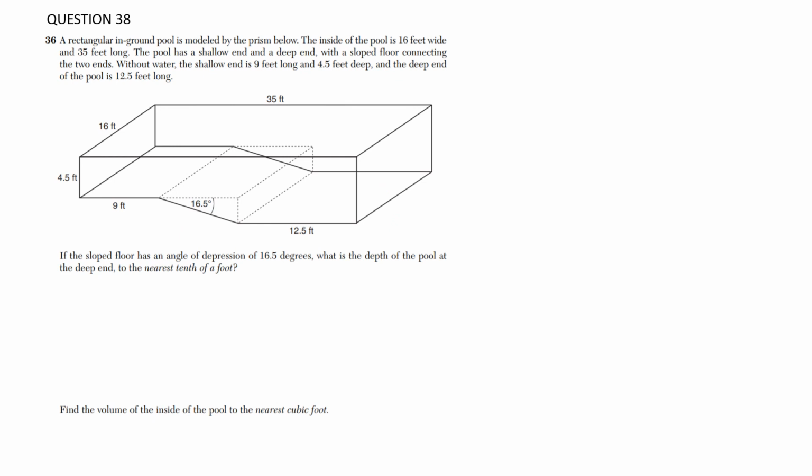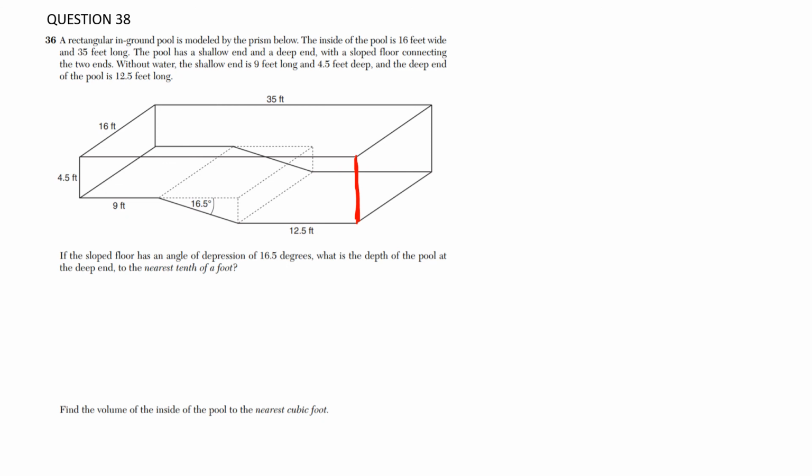A rectangular in-ground pool is modeled by the prism below. The inside of the pool is 16 feet wide and 35 feet long. The pool has a shallow end and a deep end with a sloped floor connecting the two ends. Without water, the shallow end is 9 feet long and 4.5 feet deep, and the deep end of the pool is 12.5 feet long. If the sloped floor is at an angle of depression of 16.5 degrees, what is the depth of the pool at the deep end to the nearest tenth of a foot? So what it's trying to tell us to find is this value over here.